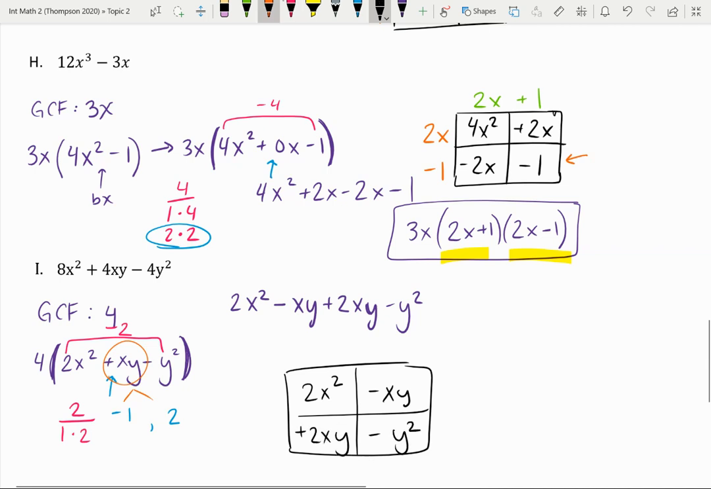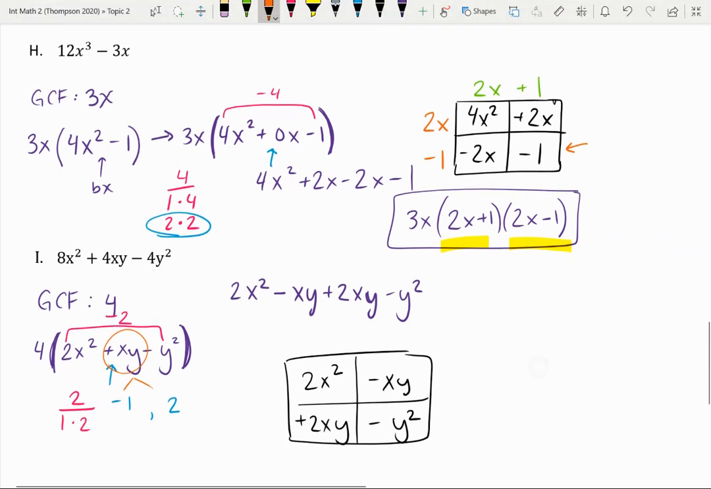We write it in our box. We factor the same way. You just got to look out for more variables. Look at the first row, 2x squared minus xy. Ooh, they both have an x. Take that out. The next row, 2xy minus y squared. They both have a y. So take that out.